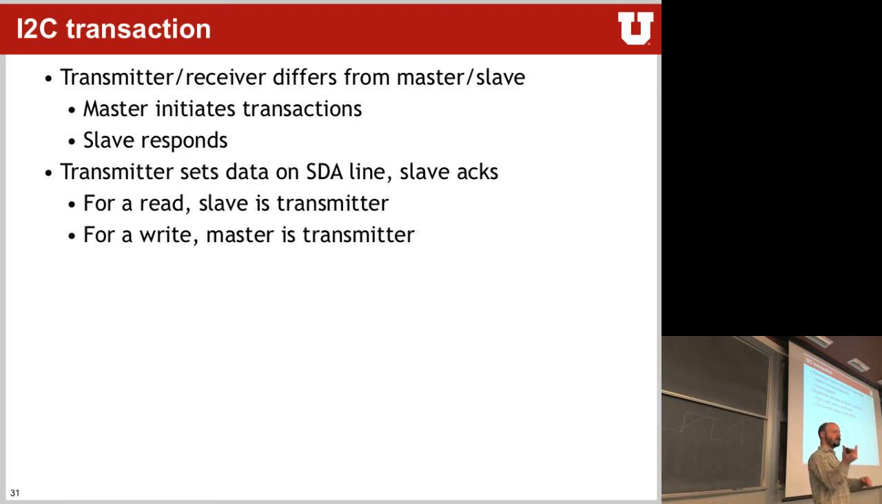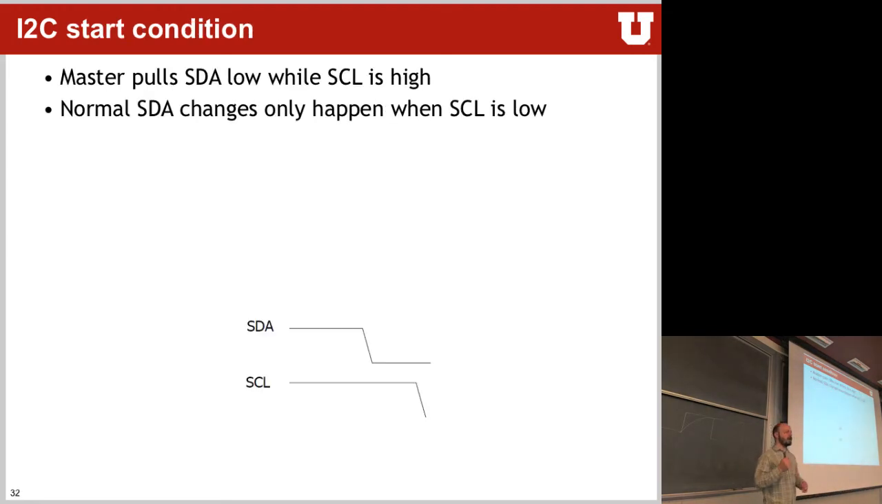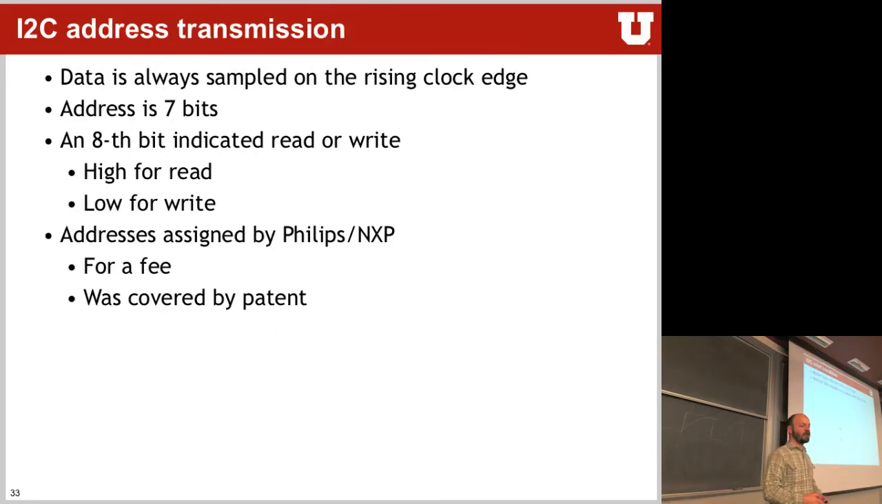Because it's a shared bus, you have to transmit and receive, and that switches sometimes. Initially, to start a transaction, since the bus is always high because of the pull-up resistors and everybody has an open collector, there is a start condition. The start condition is when the data line gets pulled low, but the clock is still high. After the start condition comes 7 bits of address and 1 more bit indicating if it's a read or a write, and then 1 more bit of acknowledgement.